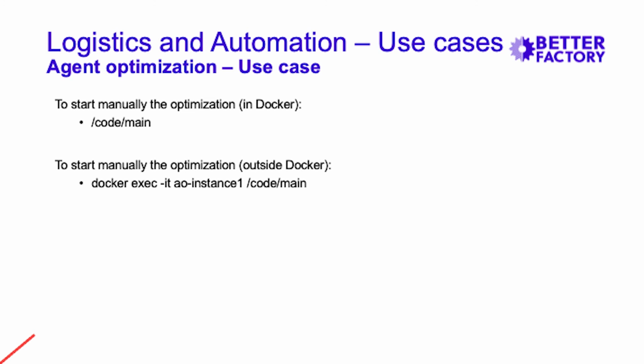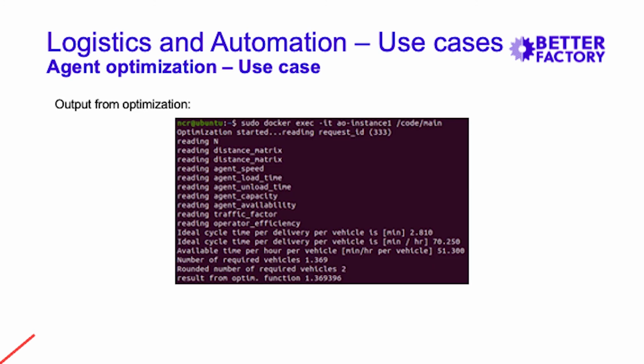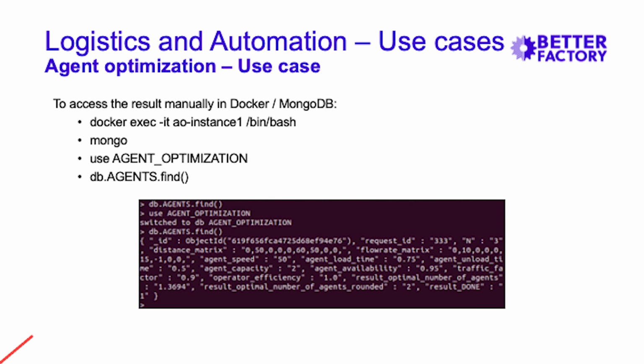In the next picture, we have an example of output from the module. In the first line, we can see the ID of the processed data. And at the bottom side, we have the results. So for example, the rounded number of required agents. To manually retrieve the data stored in the Docker image, you can follow the list of commands. In this picture, we have the results. So we can see the optimal number of agents, the rounded value, and the changed result done after the optimization.